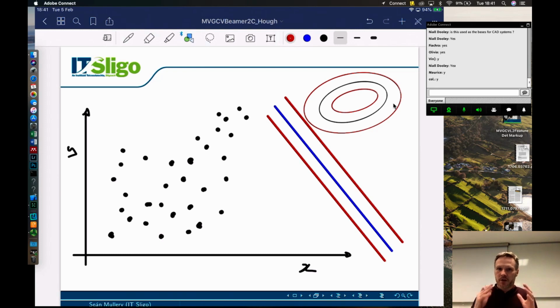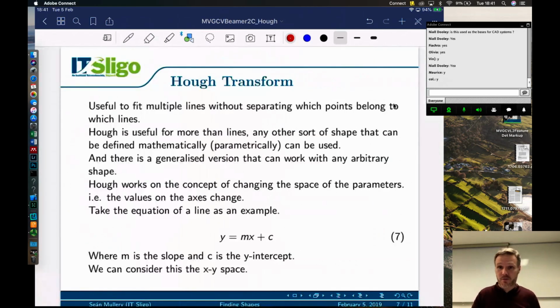The problem here, once again, just like the other one, is we don't know what points are part of what line, and that can be a bit of a problem. Okay, so if we're picking up points in an image, it can be difficult to find the one that it suits. Okay, so that's the RANSAC algorithm.